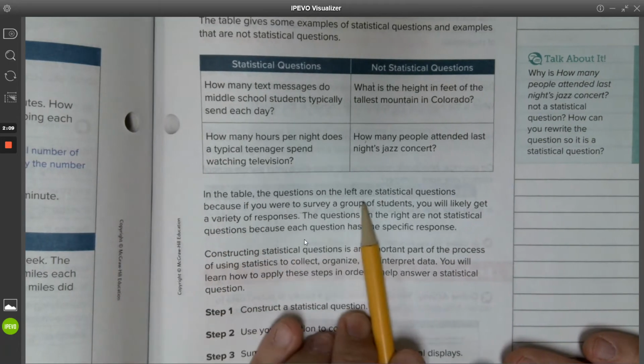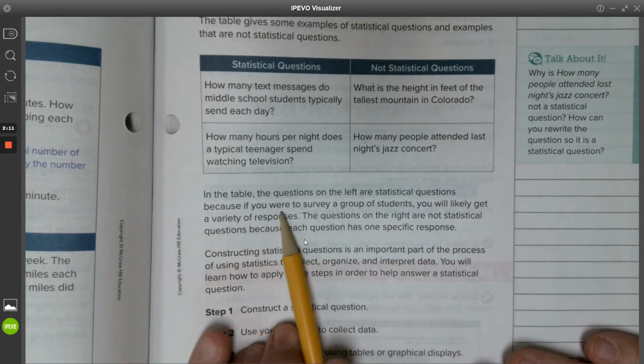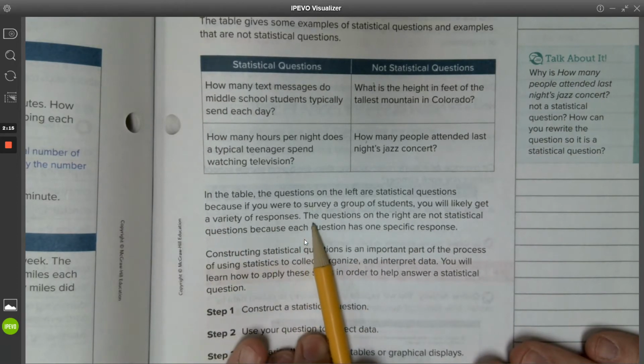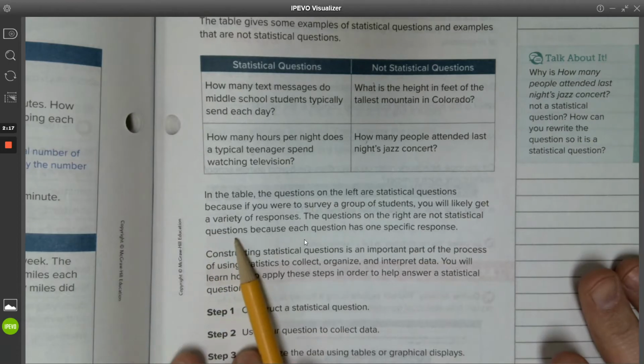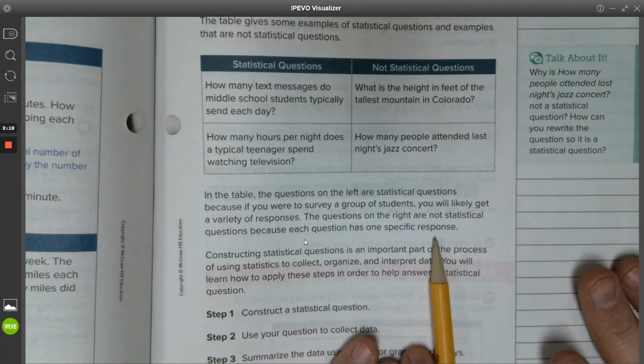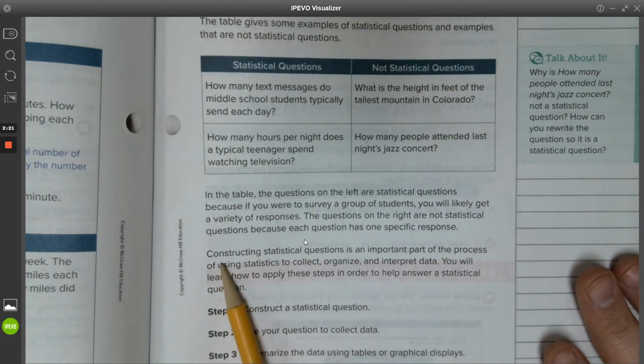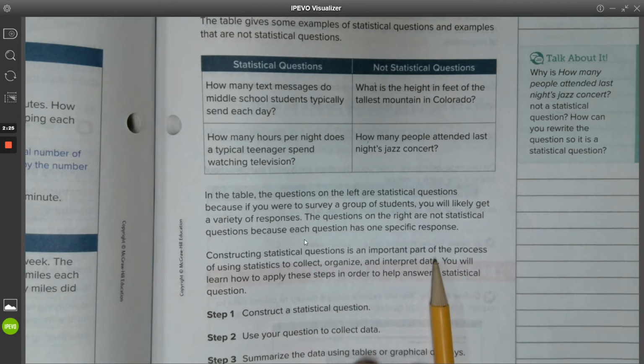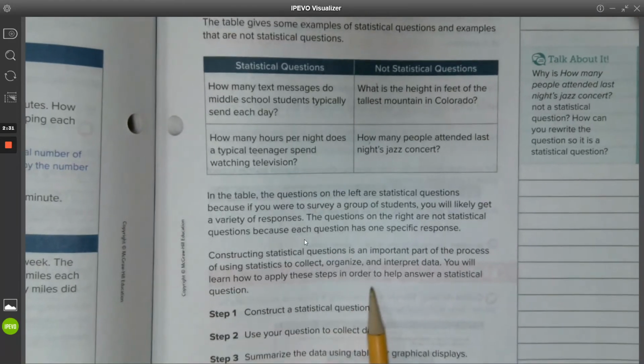So in the table, the questions on the left are all statistical because they were to survey a group of students. You will likely get a variety of responses. Questions on the right are not statistical because each question has one specific response. Constructing statistical questions is an important part of the process of using statistics to collect, organize, and interpret data. You will learn how to apply these steps in order to answer a statistical question.